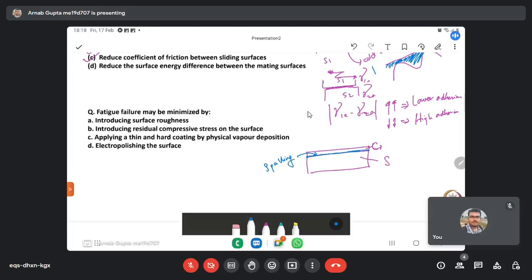So the coating will tend to come off the substrate. So this is the coating. This is the failure of the interface. I have exaggerated it. So it occurs at multiple points under fatigue loading conditions. So I can show like this.